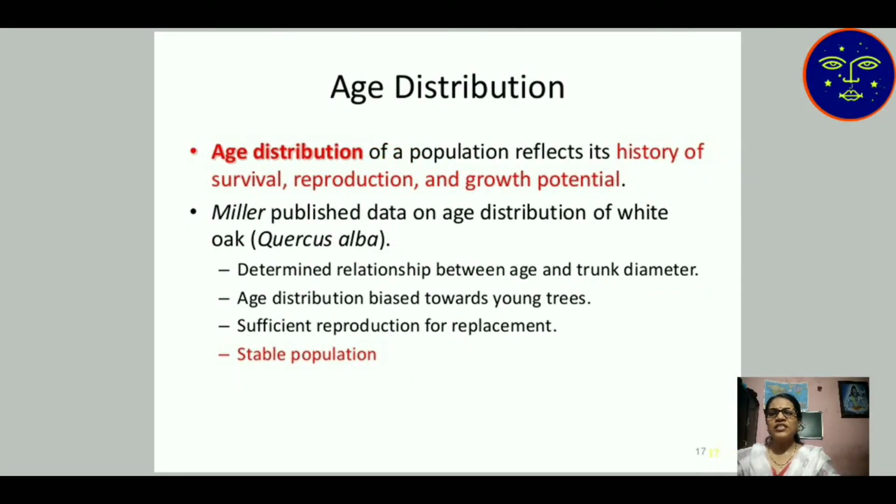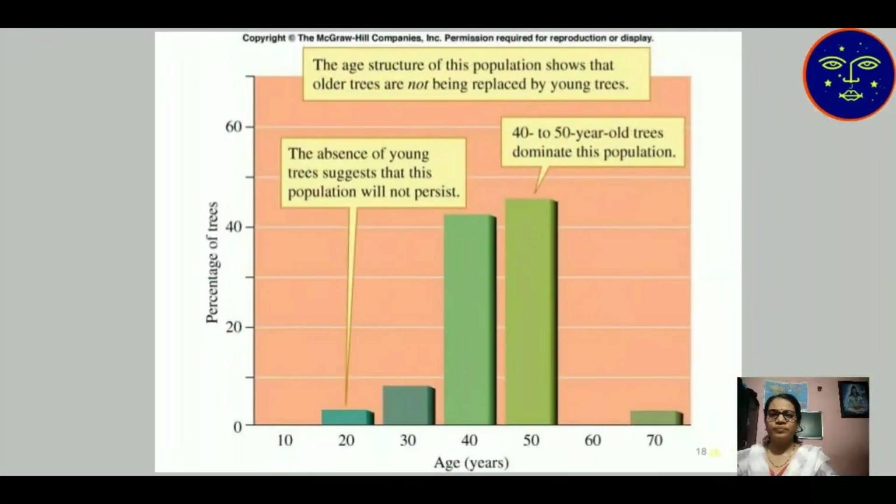Age distribution means a population reflects its history of survival, reproduction, and growth potential. Miller published data on the age distribution of white oak, determining the relationship between age and trunk diameter. An age distribution skewed towards young trees, with sufficient reproduction for replacement, is known as a stable population. The absence of young trees suggests that this population will not persist. The age structure of this population shows that the older trees are not being replaced by young trees. Trees 40 to 50 years old dominate in this population graph.